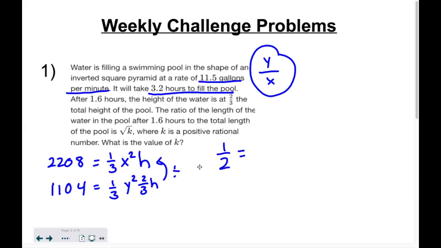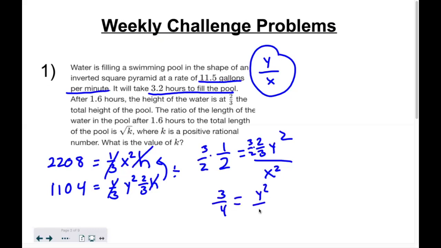The reality is I didn't really need these numbers. If I were going to divide them, I would have had to get a half because the pool was half full. And then when I divide 1/3 by 1/3, that goes away. Also, the h's go away. So then I'm going to have 2/3 y squared, that's this one, divided by x squared. And then my goal is to just get y over x, so I'll multiply each side by 3/2. So I get 3/4 is y squared over x squared.